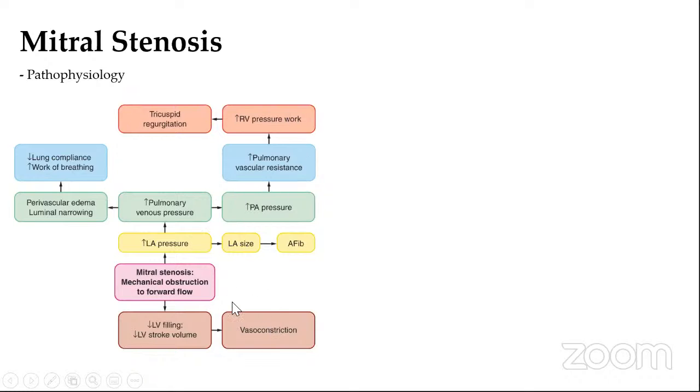What happens to the ventricular side? You have a mechanical obstruction, so the LV filling is less, and the LV stroke volume is less. When the LV stroke volume is less, you're going to end up with sympathetic stimulation and vasoconstriction, which is bad as well.